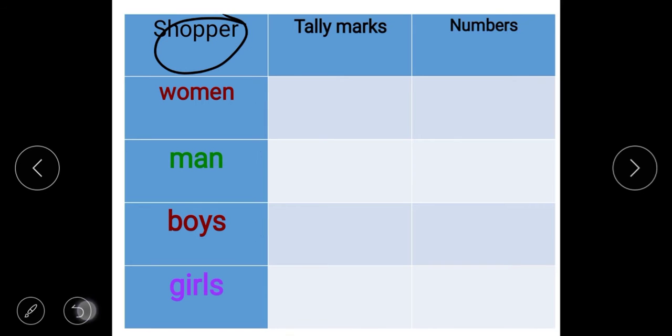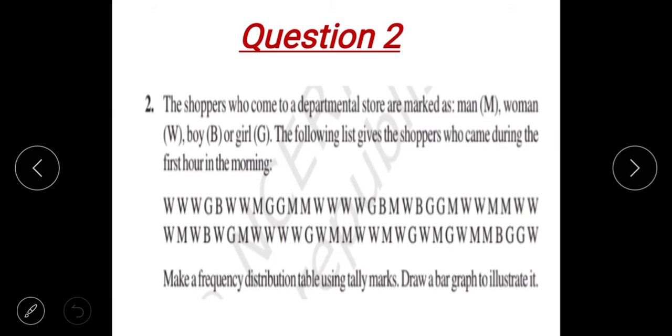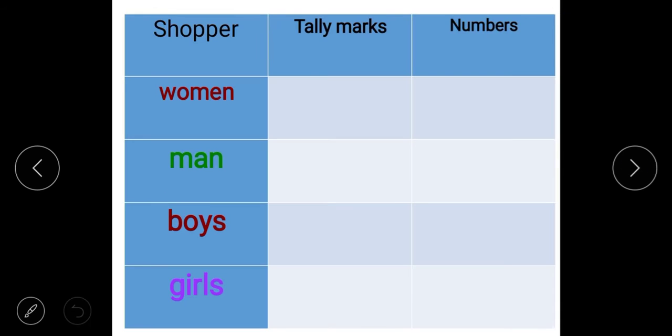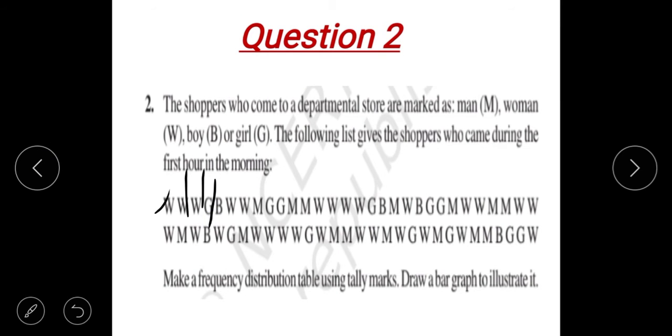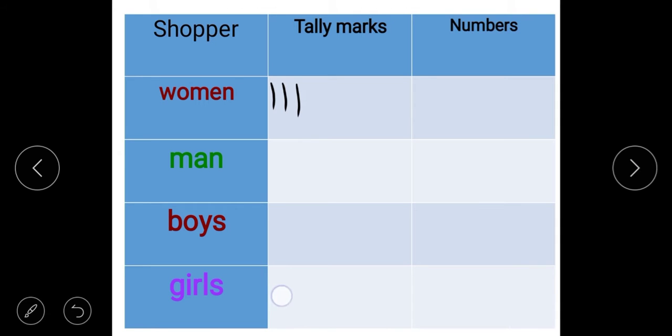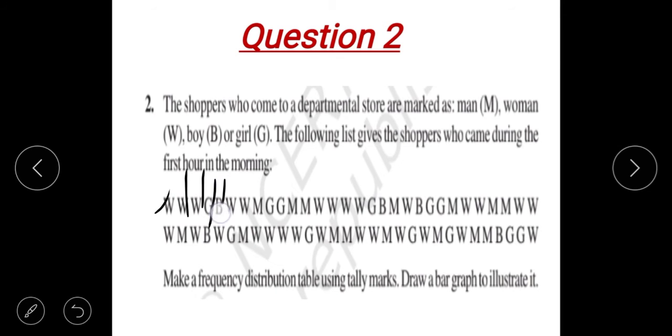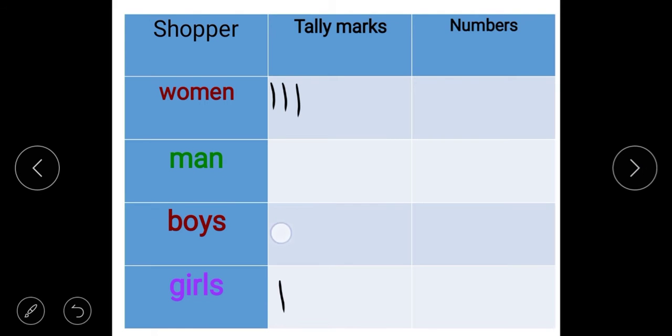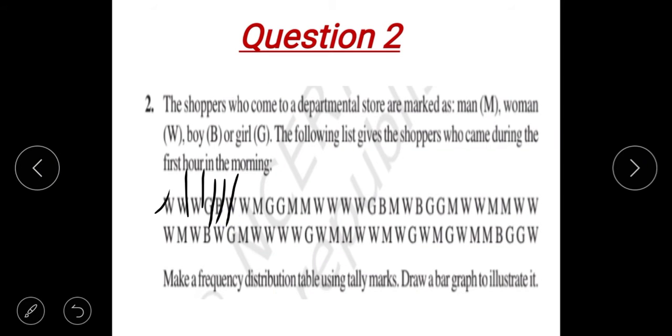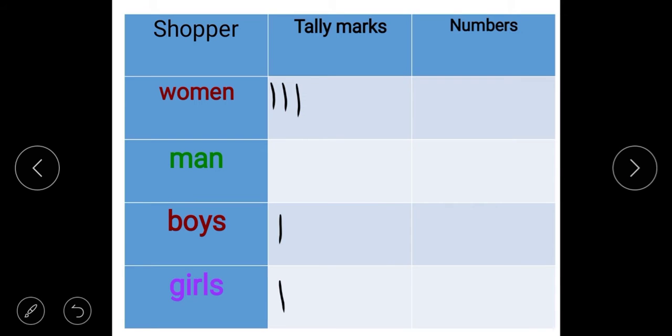Now class, let us start solving it. If you see the W, how many W's are here? 1 2 3. Firstly we count one by one, so make 1 2 3. Okay class, now G, 1 G for girl. Then B, 1 B, then again 1 2, so 1, and now the fifth one. Overall we have 4. You have to make it like this.